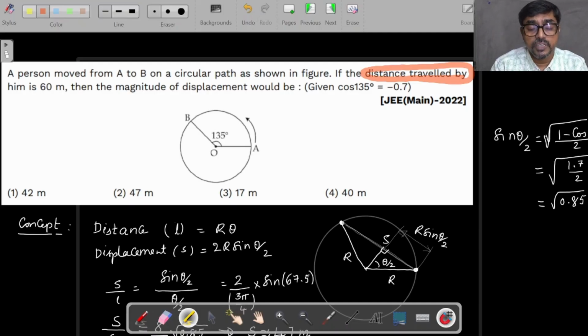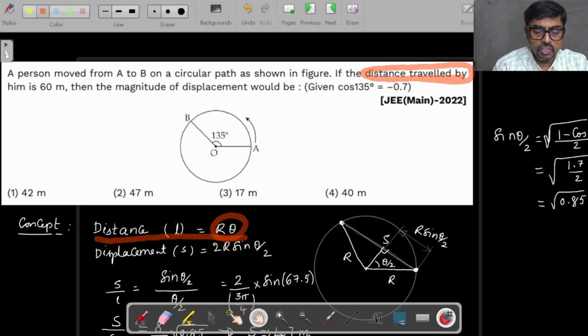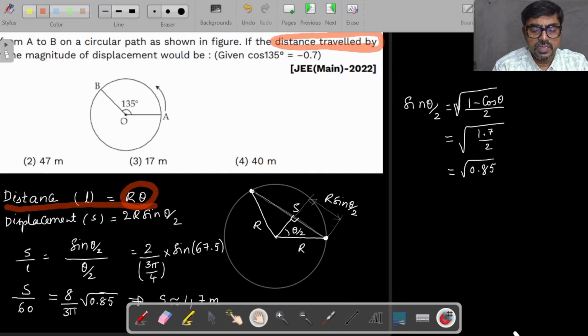Then the magnitude of displacement would be, and they also gave cos 135 degrees just for the calculation purpose. So now you see distance is going to be arc length, r theta, where theta is in radian, but displacement is going to be the shortest distance. Though I said it is kinematics in 1D, I have just taken this question because it's a fundamental basic question here. It is 2D motion, but I am using it here itself.